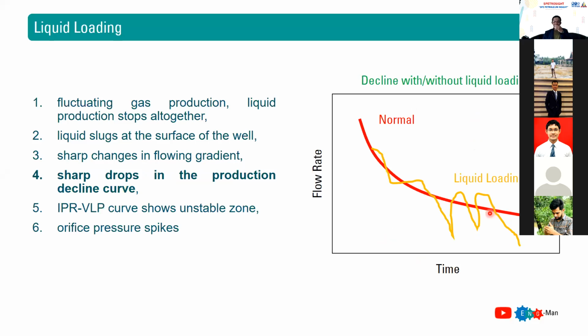Also, if you have sharp drops in production decline like this one, it means you have liquid loading. The normal decline trend should be like this one, but your production is erratic, going up and down, and finally drops. It is also a symptom of liquid loading in a gas well.